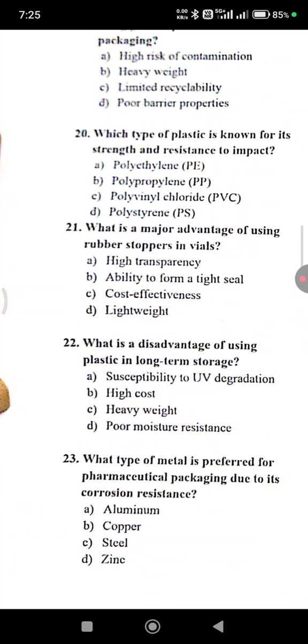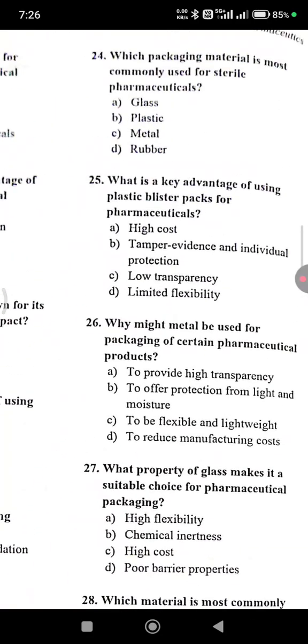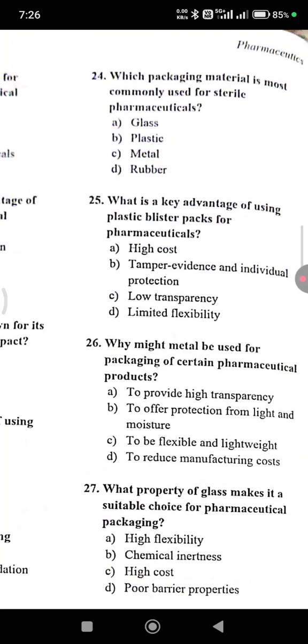What type of metal is preferred for pharmaceutical packaging due to its corrosion resistance? Option A, aluminum. Which packaging material is most commonly used for sterile pharmaceuticals? Option A, glass.